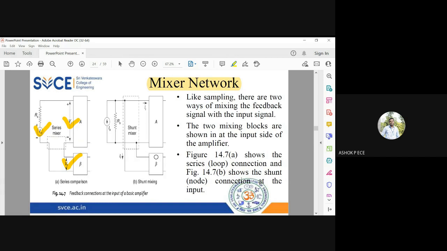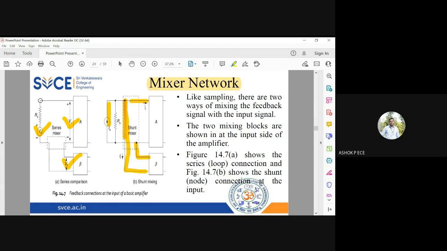Shunt mixing, you know, in shunt current gets added, so I'm going to mix it in parallel way, mix it across the network so that I can apply KCL at this node. IS and IF will be added, which will be going as input to your amplifier. So series mixing, shunt mixing.